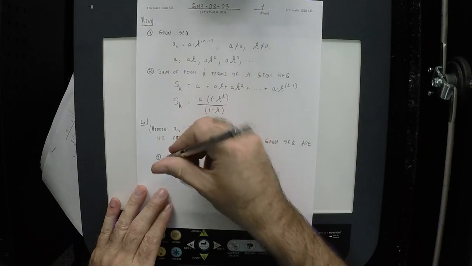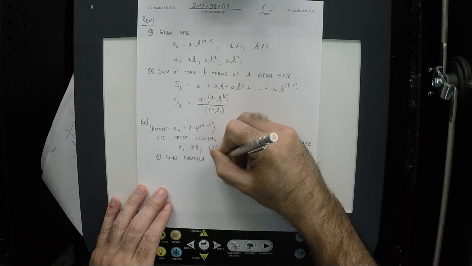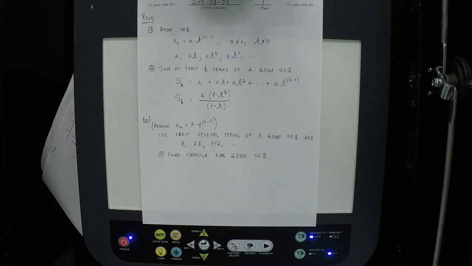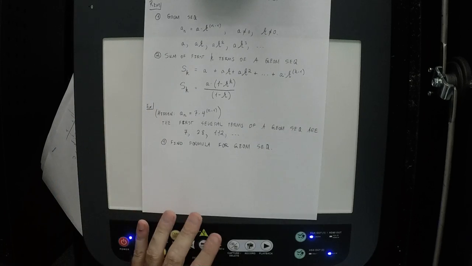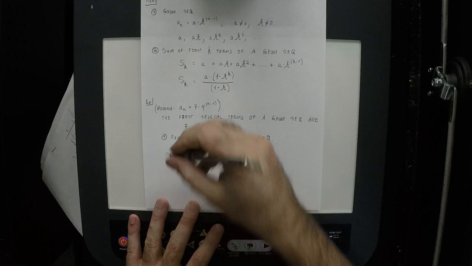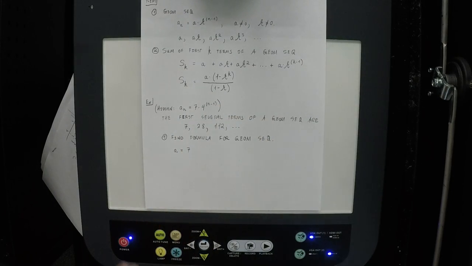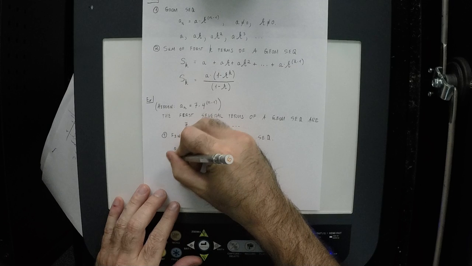First request is find the formula for the geometric sequence. So there's two parameters in the formula, a and r. That's what we need to find. So how can we find a? It's 7. On many exercises, a is very easy to find because if you're given the first term, well, that's a. How about r? How do we find r?